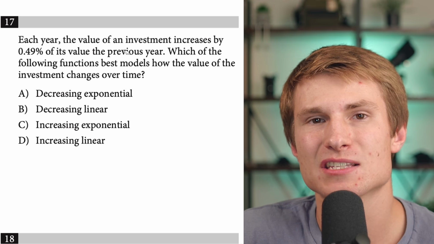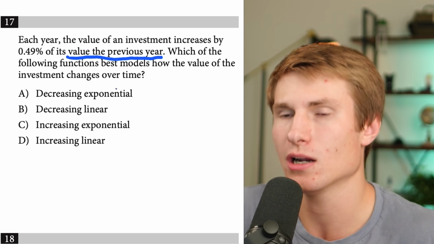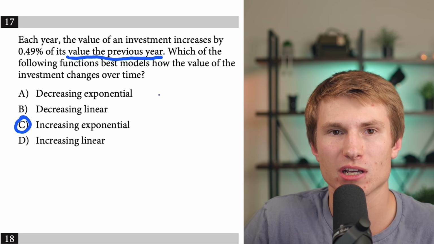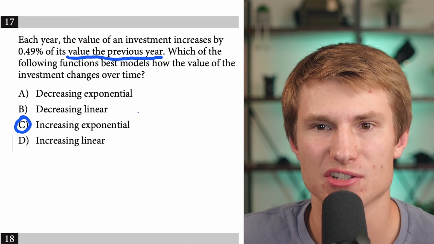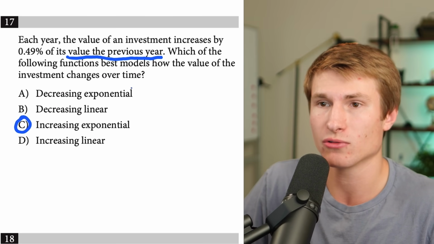Now, since it is dependent on the value of the investment the previous year, since we are going up by 0.49% each year, that is exponential growth. So that is increasing exponential. Now, I want to cover these other three options as well so you know them and you can answer them correctly on the SAT if they come up on a different question. So let's go over it.